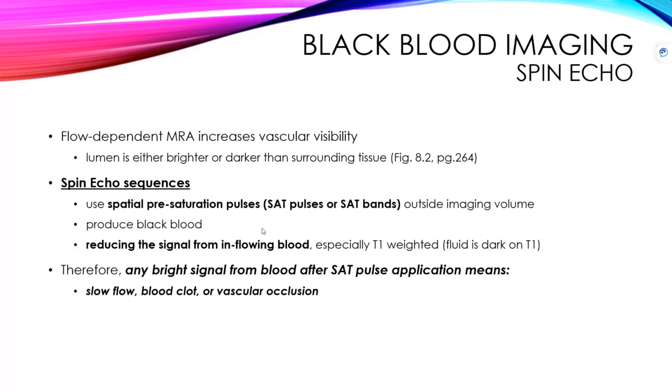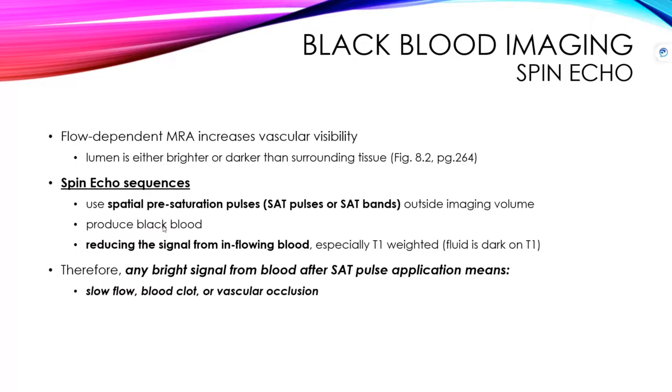So with spin echo sequences, we're going to use sat bands to saturate out whatever we don't want to look at. And so we're going to be saturating out the tissue and whatever is outside of the imaging volume.